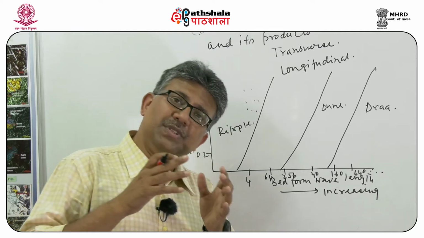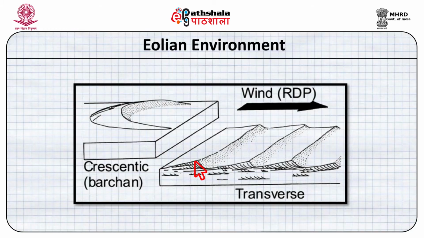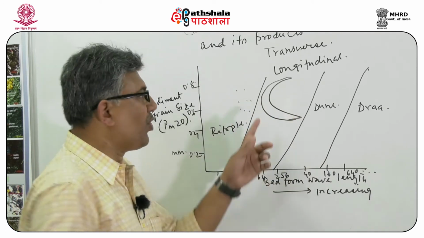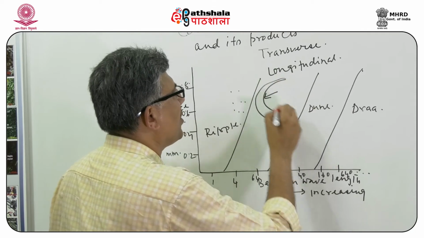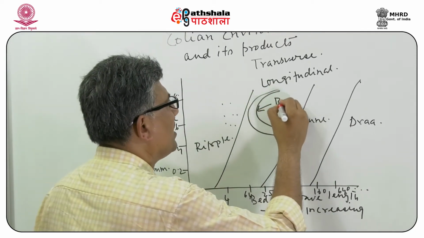Now, with this geometry we can also sometimes have crest lines that are crescentic. If I have a crescentic crest line, then we call it this kind of geometry, crescentic, which has two wings on the two sides. We call it the crescentic bed form, which is called the Barchan.